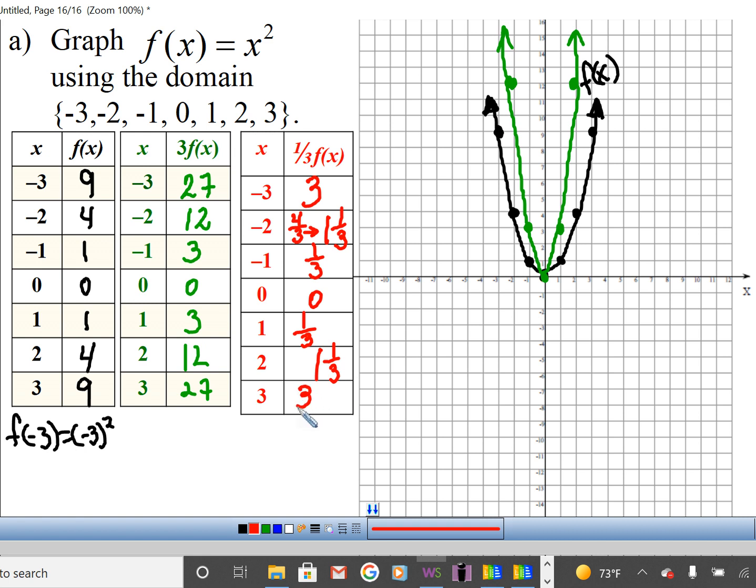Let's graph that. -3, 3. -2, 1 and 1/3. -1, 1/3. 0, 0. 1, 1/3. 2, 1 and 1/3. And 3, 3.